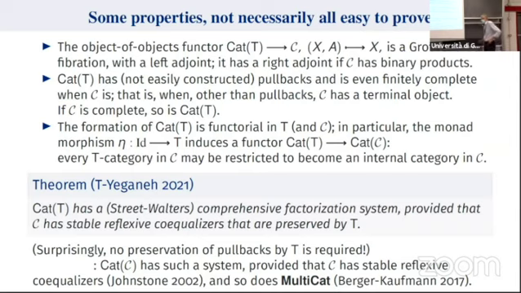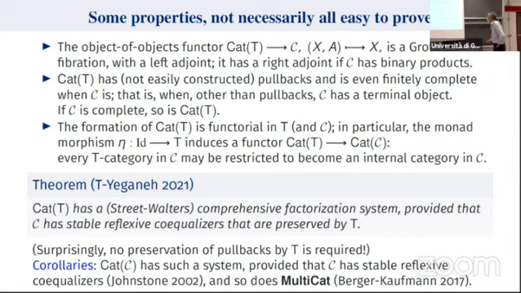Here is a non-trivial theorem: you can prove that there is a comprehensive factorization system in Cat T, provided that you have not only pullbacks, but reflexive coequalizers, and these being stable, but the coequalizers have to be preserved by T. So this theorem, which is in that paper with Jürgen, implies in particular the Johnstone thing in the Elephant, when T is the identity.